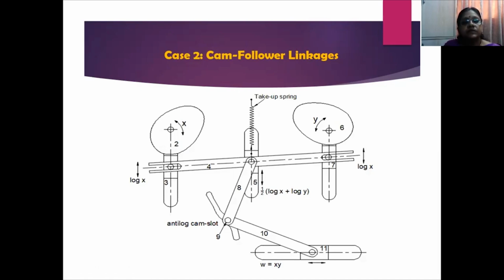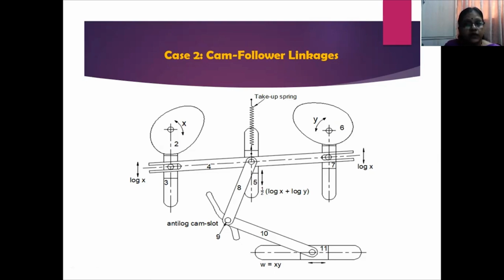Link 3 moves, displaces in log x direction, and link 7 moves in log y direction. Okay, then what happens? The output of these two is derived at link 5 as half of log x plus log y. This is the actual output of these two. That is half of log x plus log y.